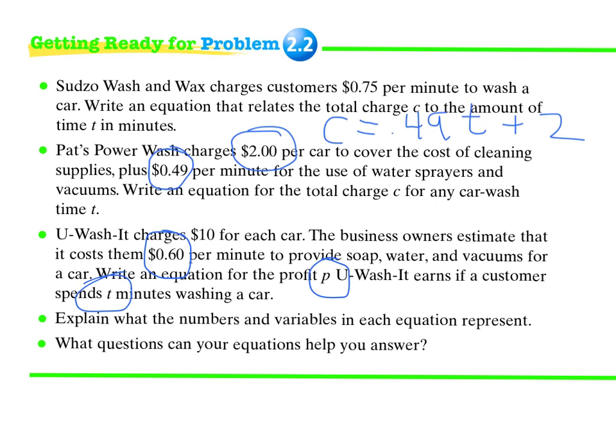equation becomes P for profit equaling $10 minus 60 cents per minute, or 60 cents times T. So P equals 10 minus 0.60 T, 10 being the starting value. The company starts at a profit of $10 and they lose 60 cents per minute for every minute that a customer uses their car wash.